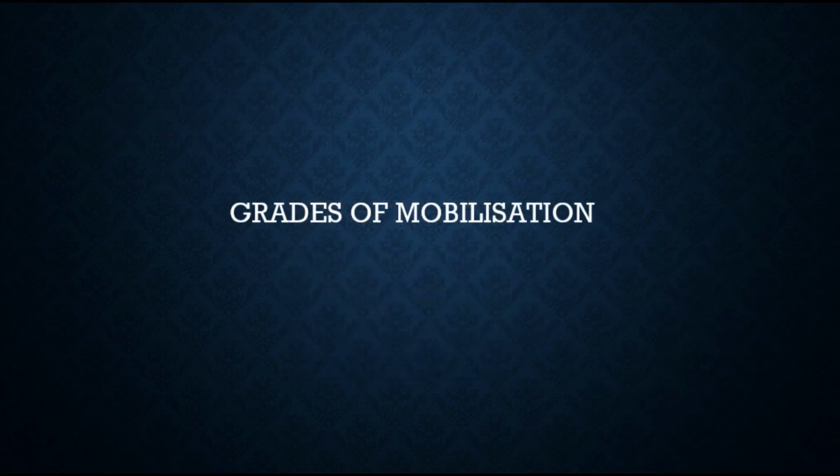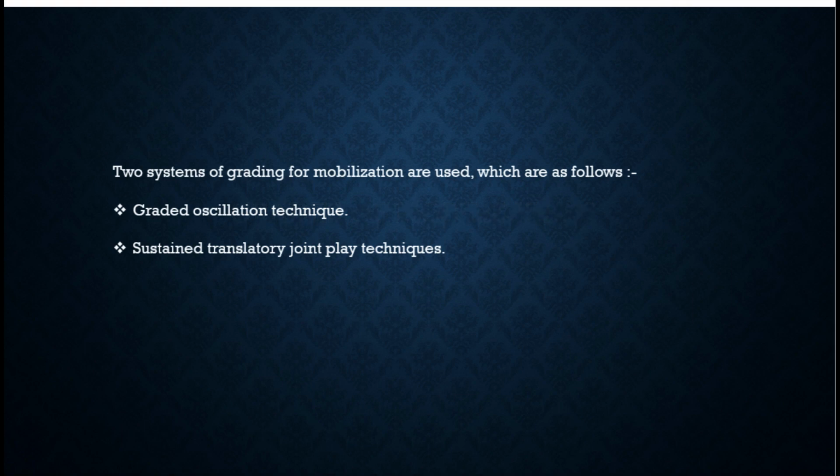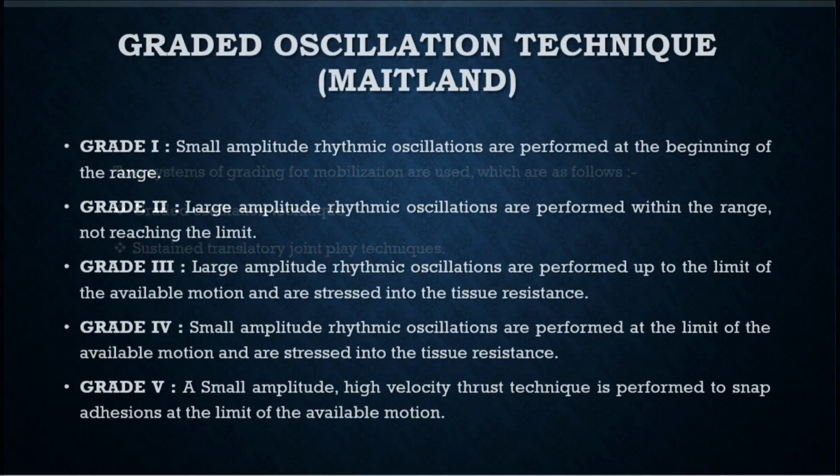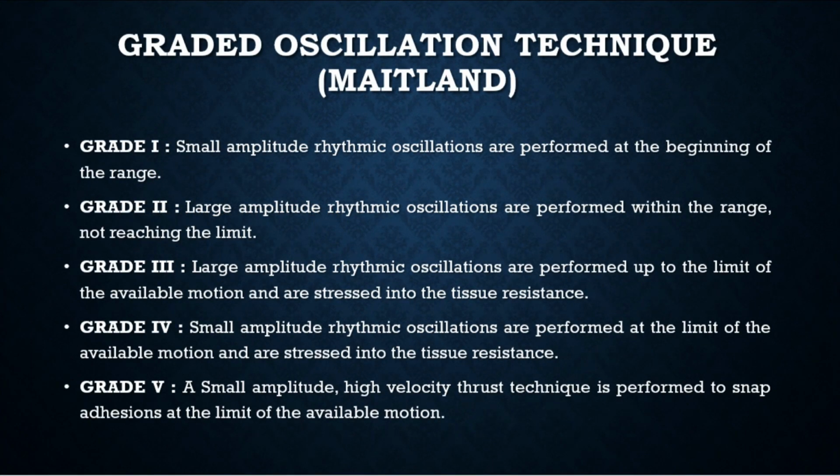Now it's time to discuss the grades of mobilization. Basically, two systems of grading for mobilization are used, which are as follows: graded oscillation techniques and sustained translatory joint play techniques. Graded oscillation technique is also known as Maitland grading. It is divided into 5 grades, which are written in Roman numerals. These grades are as follows.